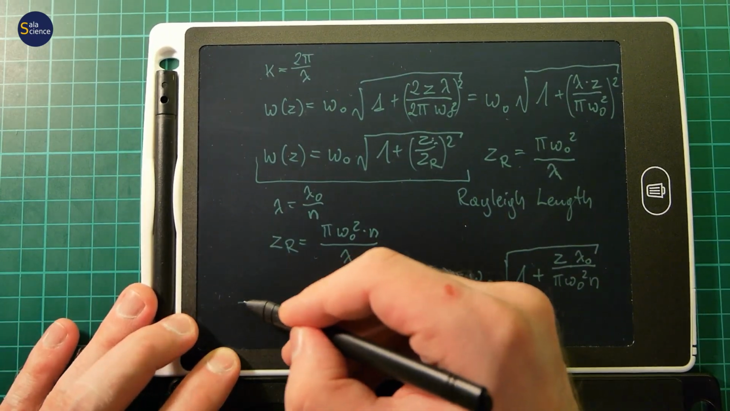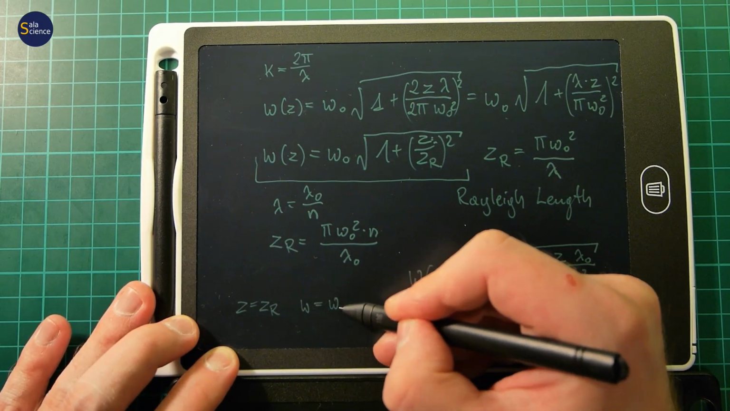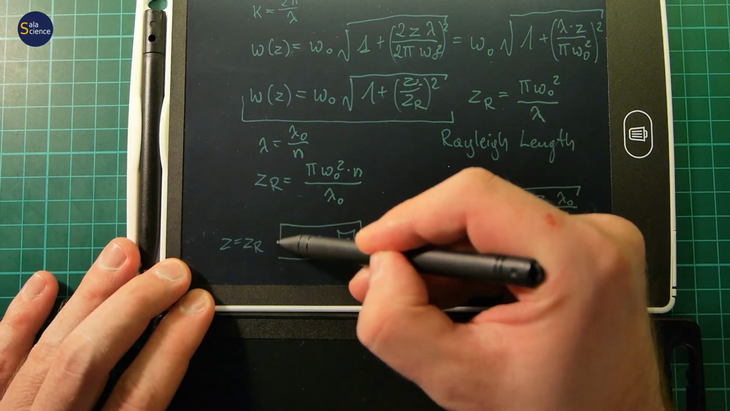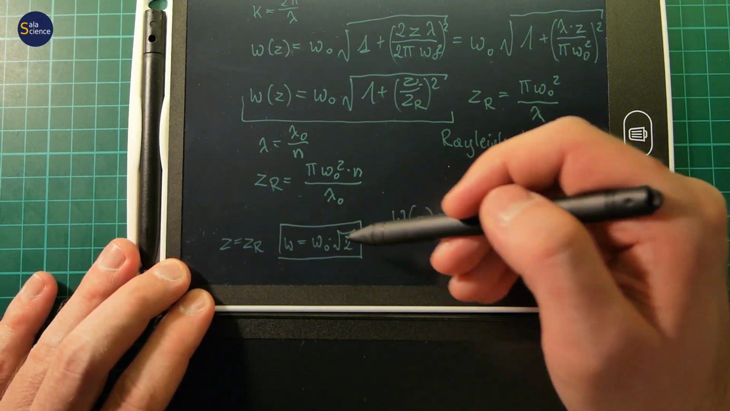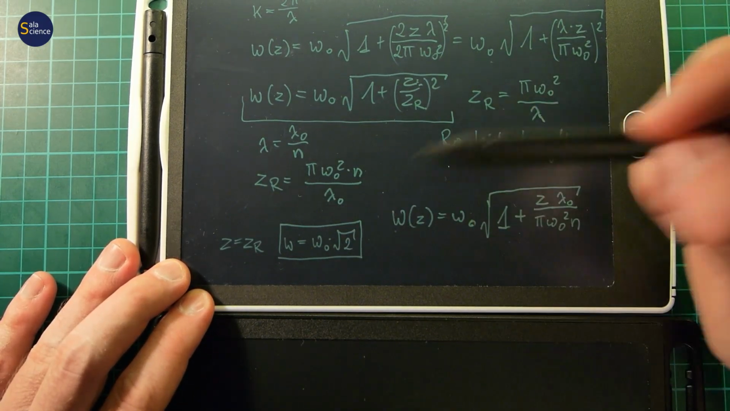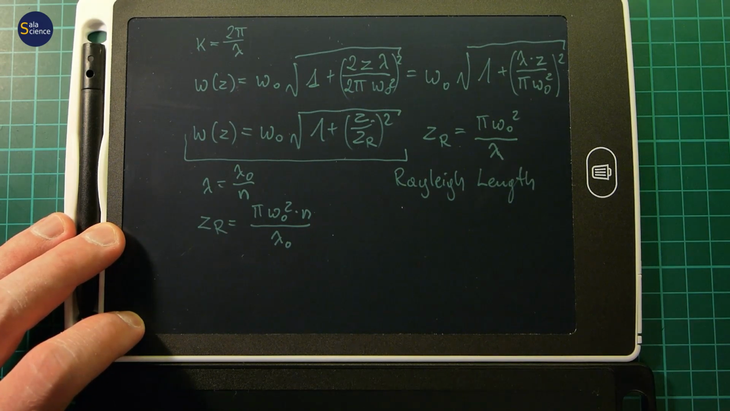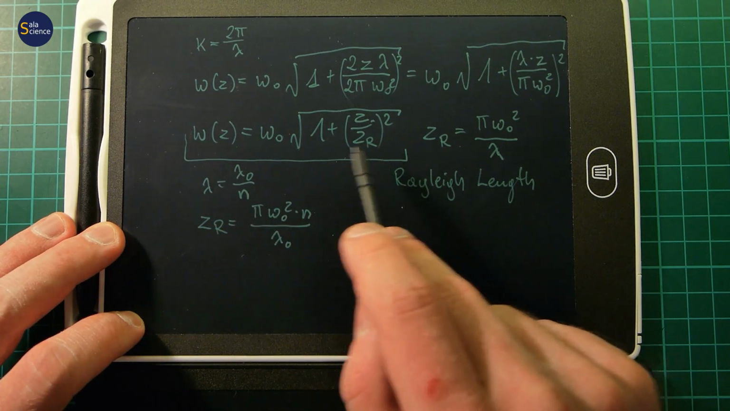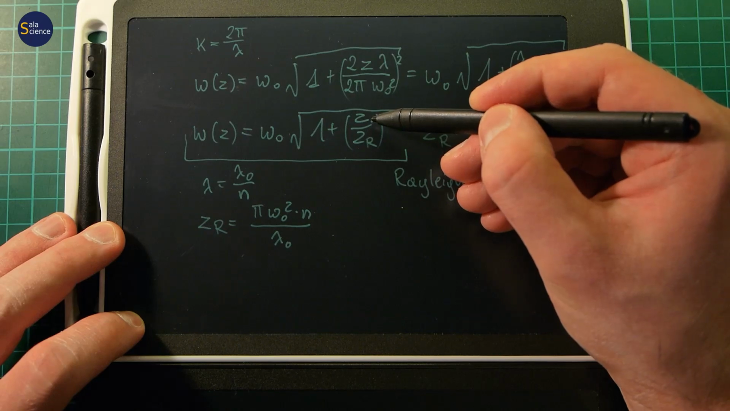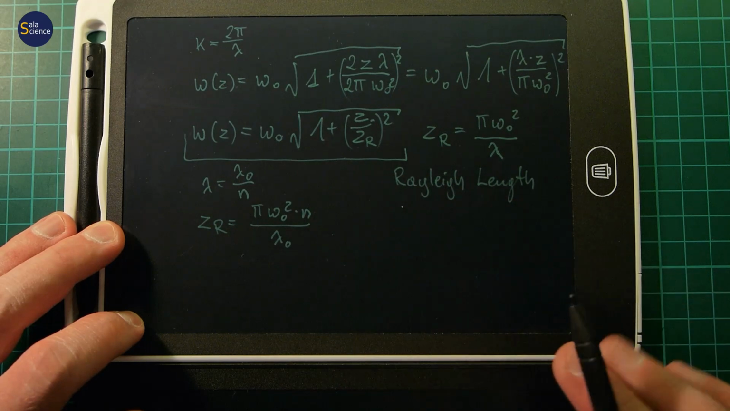It means that for z equal to zr, the width is w naught square root of 2 times. The Rayleigh length is the distance at which the width increases square root of 2 times in comparison to the narrowest point, the waist. So now let's take a look at how the Gaussian beam behaves in space, how it propagates. This relation describes the width of the beam. For z equal to 0, we have square root of 1 times w naught.